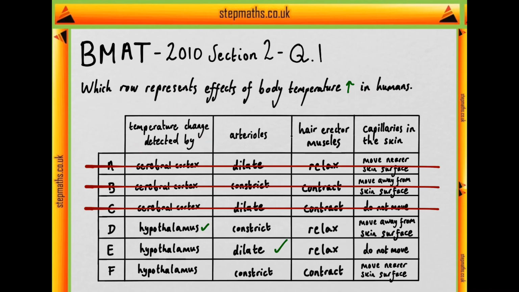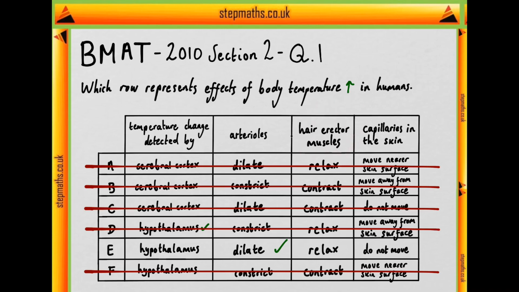So after our detection by the hypothalamus, one of the results is dilation of the arterioles. So we already have our answer, which is E, since rows D and F both have constriction of the arterioles, but we could progress with our answer to make sure that we're right. Moving on to hair erector muscles.